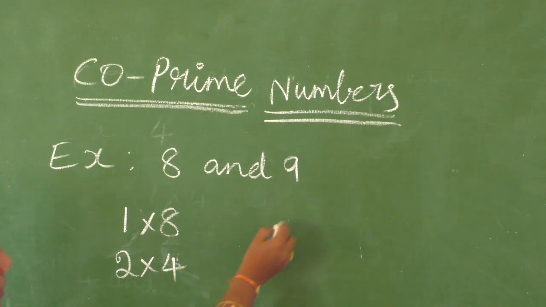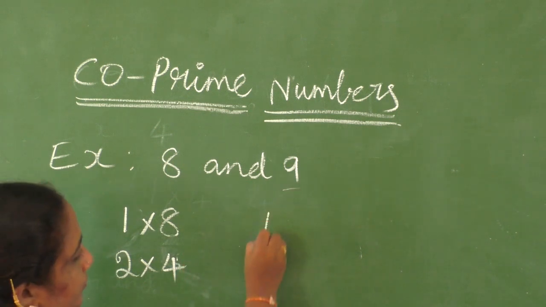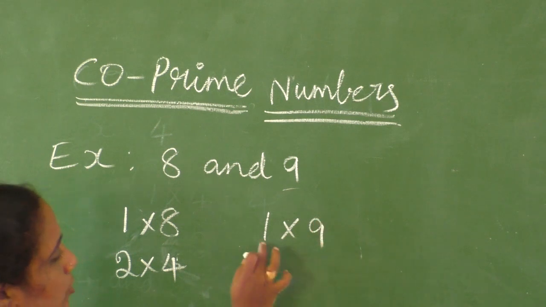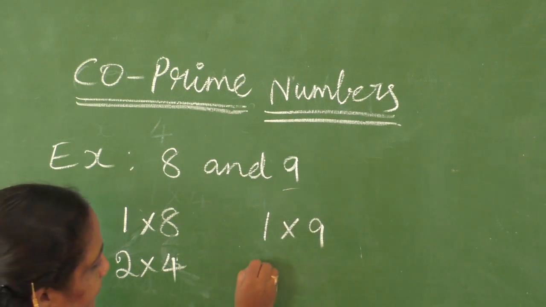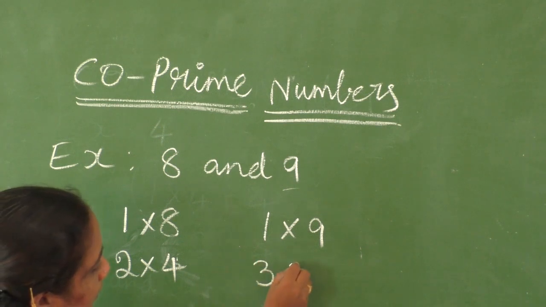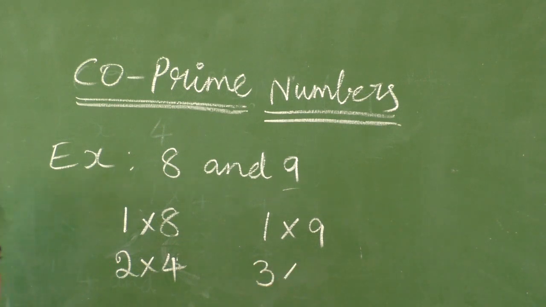That's all. Then what are the factors of 9? 1 9 is 9. So 1 and the number itself, 2 factors. Okay. Then next, will the 3 table or 2 table come? No.